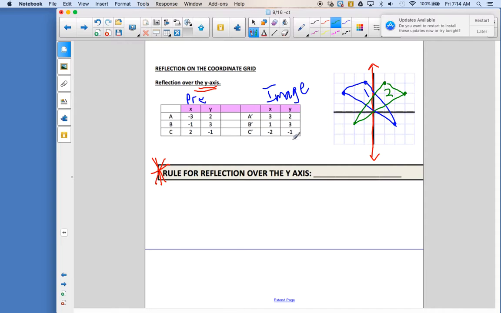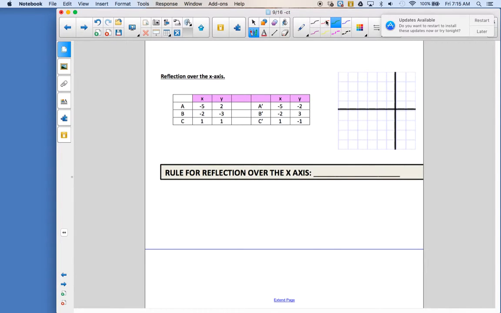So the y's stayed the same. So when I'm looking at the rule, I'm going to keep y the same. But what happened to the x's between x and the prime number? Negative 3 became 3, negative 1 became 1, 2 became negative 2. They went to the opposite. So that's our rule. When we're flipping across the y-axis, we take the opposite of x and keep y the same. And it might be the opposite of what you think, but when the y-axis is our line of symmetry, our flipping line, the y doesn't change. X goes to the opposite. So we'll see what happens when we go across the x-axis.